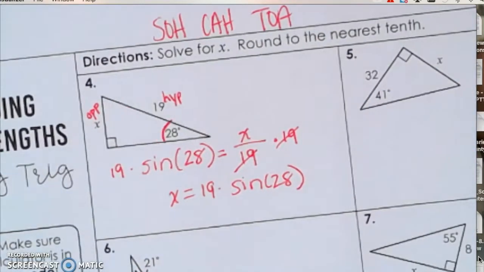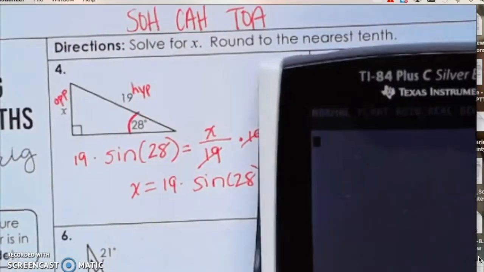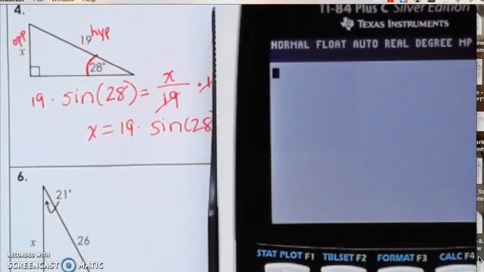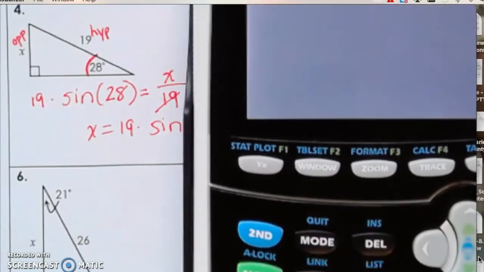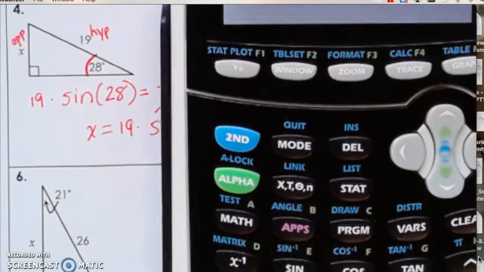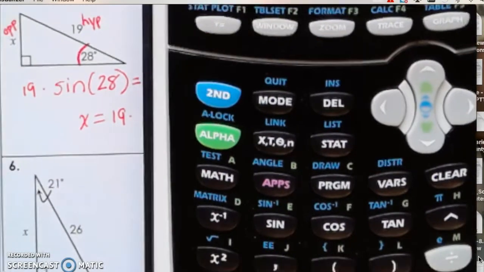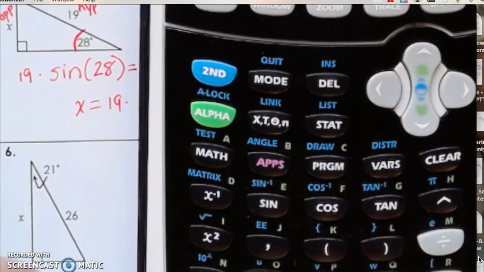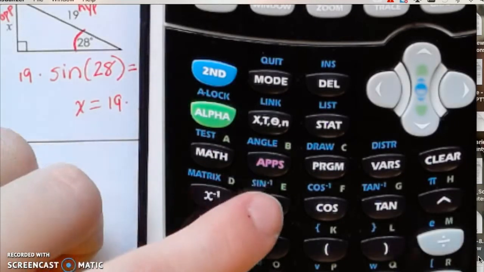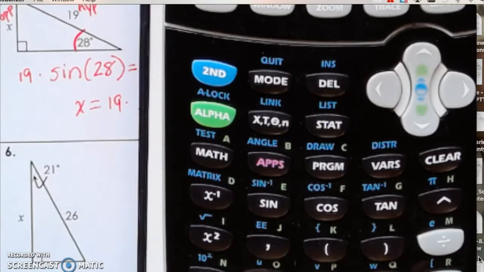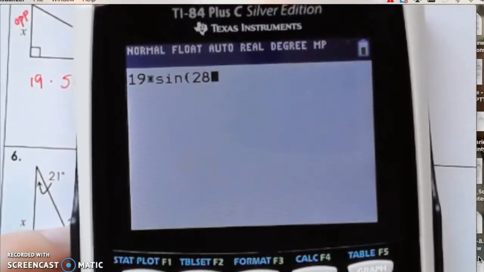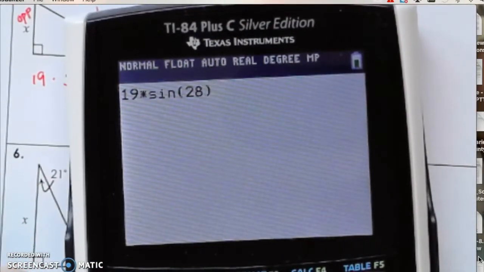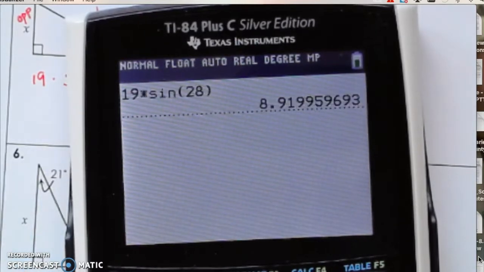So I'm going to pull out my calculator. So I'll type in 19 times. If you were to look on your calculator, you actually have buttons that have the trig ratios on them. Even if you have a scientific calculator, you'll still see them. I see sine, cosine, and tangent right here. So I'm going to type in the sine, and my angle measurement was 28. So I'll type that in, close the parentheses, and hit enter. And I get 8.9 is my value for x.